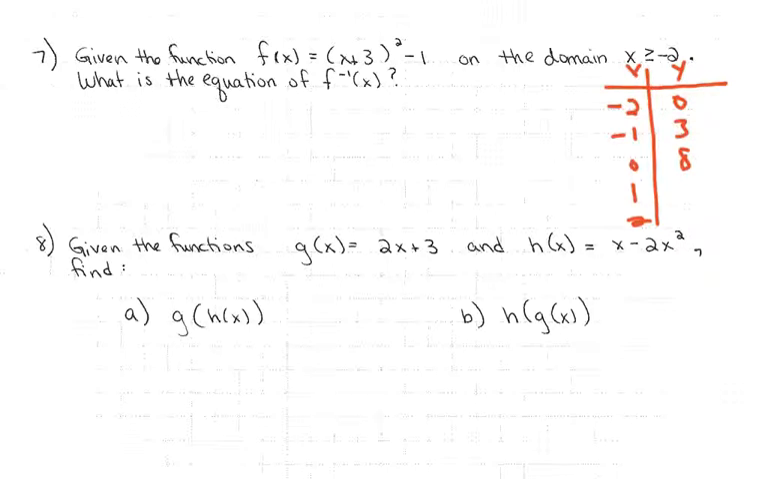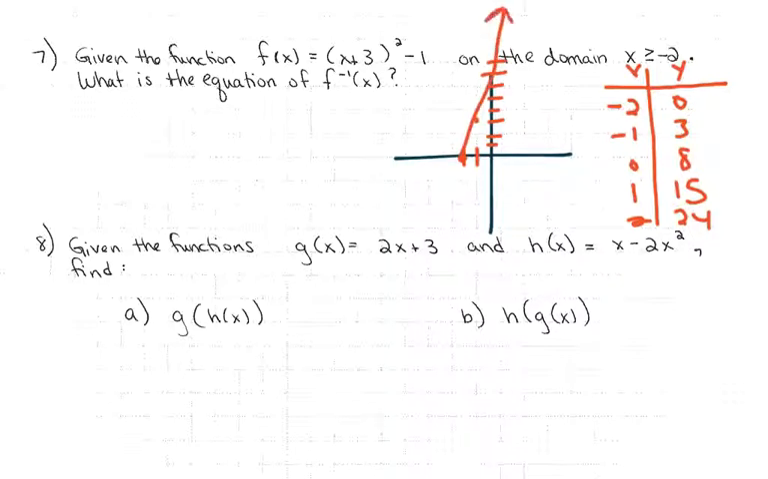I'm going to run out of space here for a graph in a second. 1 plus 3 is 4, 4 squared is 16, minus 1 is 15, and 2 plus 3 is 5, 5 squared is 25, minus 1 is 24. The reason that's important is because when you graph this, all you're going to see is negative 2, 0; negative 1, 3; 0, 8. So you're basically only going to see this part of the parabola. You're not going to see this part.